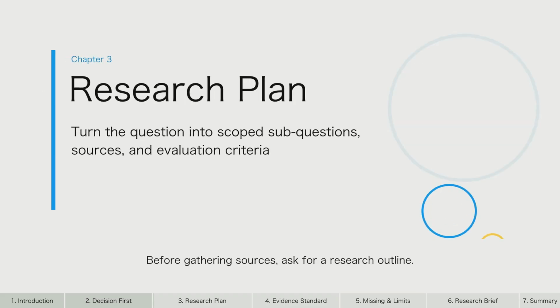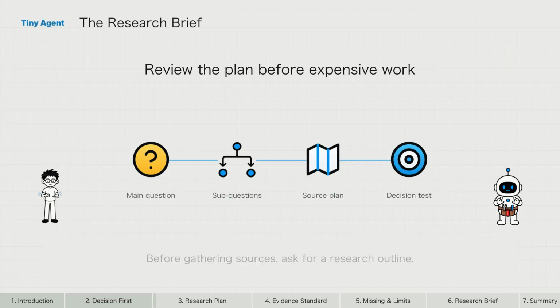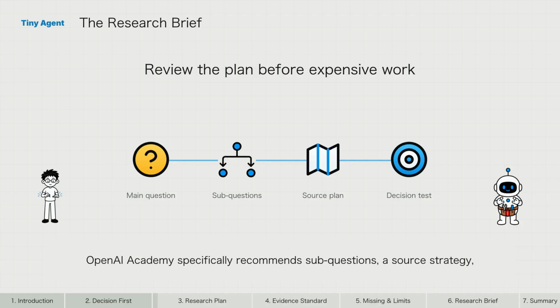Before gathering sources, ask for a research outline. OpenAI Academy specifically recommends sub-questions, a source strategy, and evaluation criteria. This turns the request from "go find things" into a plan that can be checked before expensive work begins. Break the main question into sub-questions that together support the decision. A market entry study might ask about demand, buyer behavior, competitor strength, regulation, unit economics, and operational constraints. Each sub-question should change the recommendation or remove a known uncertainty.